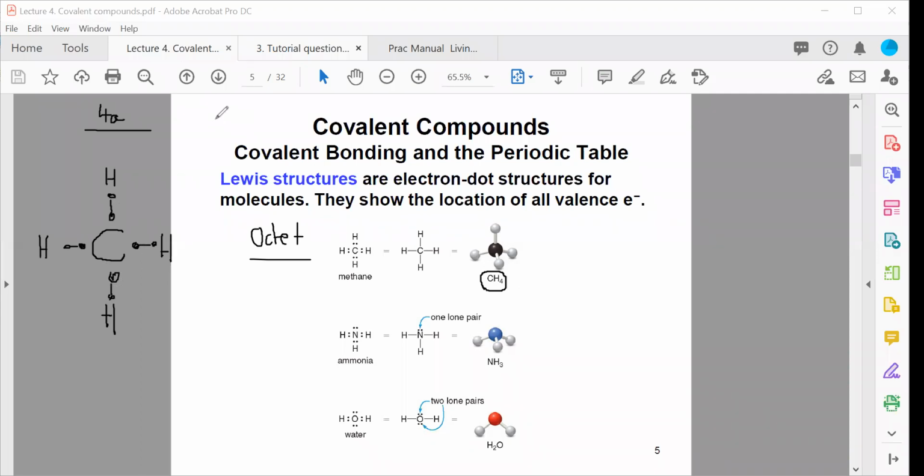Now how many electrons are surrounding carbon? If it forms 4 bonds, correct. It's now surrounded by 8. And that is the aim. All right, good. And of course, each hydrogen atom is surrounded by 2 electrons.